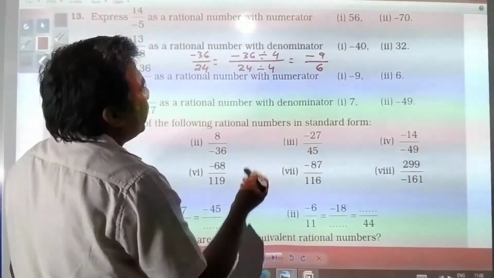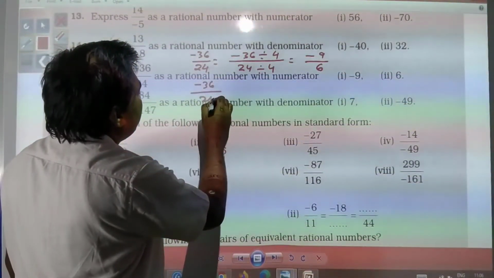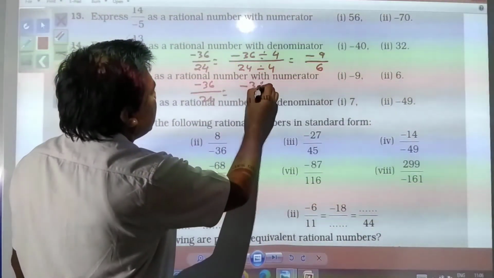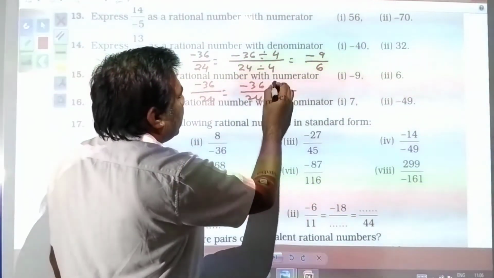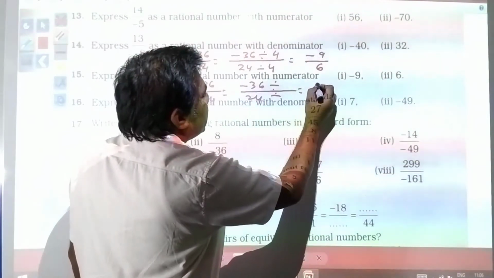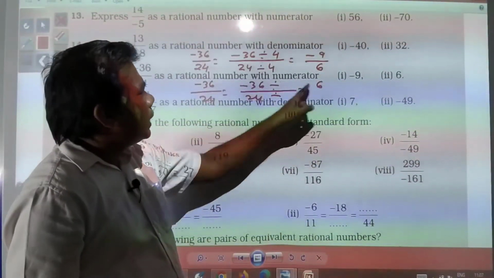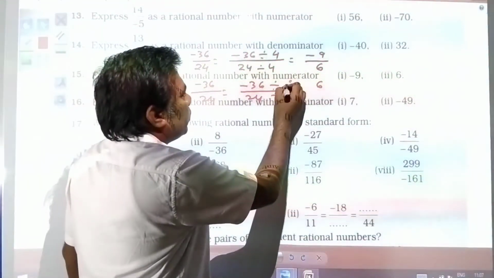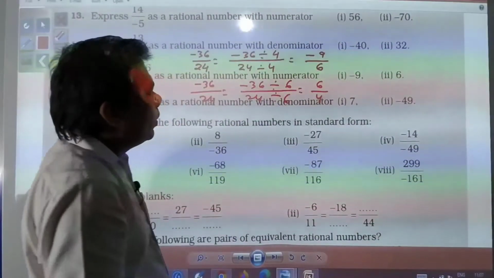Next you see, if you need 6, then minus 36 by 24 is equal to minus 36 by 24, and here you need 6. Then just you divide this, 6 sixes are 36, 6 will be required over here, and here you will get 4, and this will be your answer.